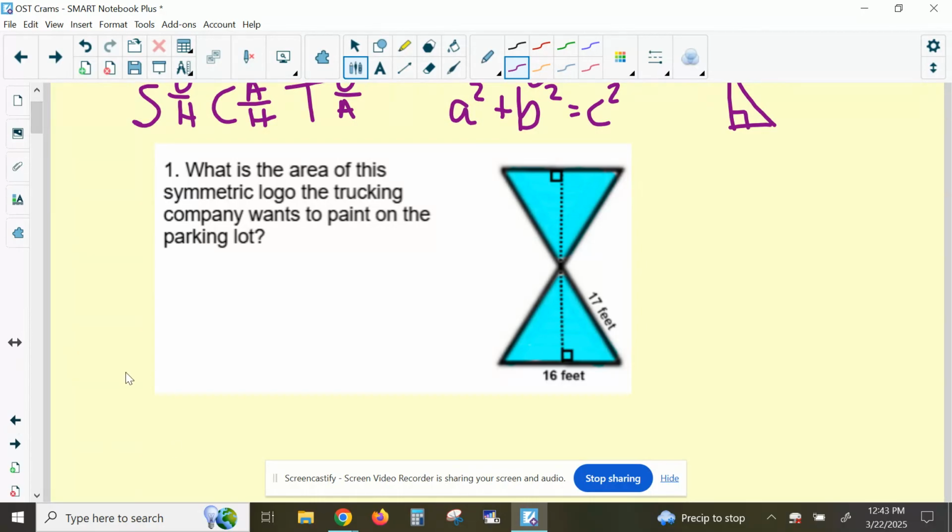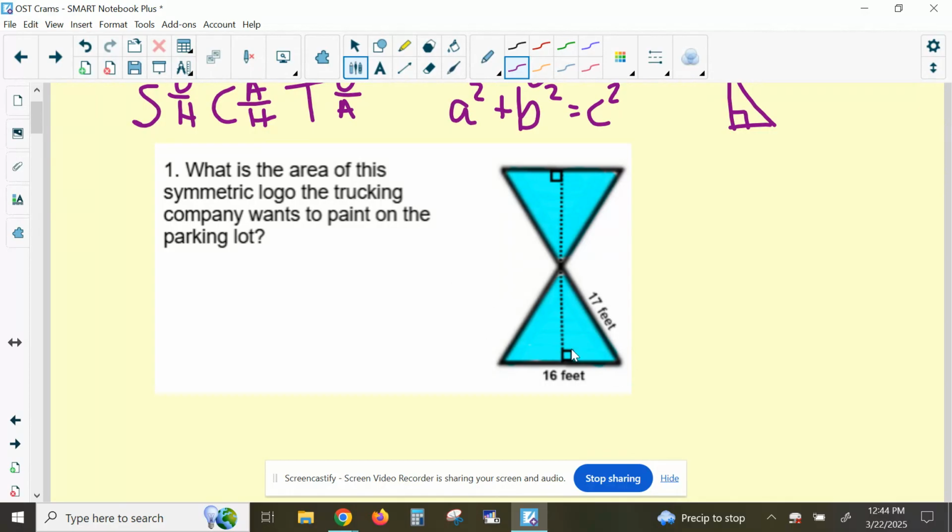Okay, so the first one says, what is the area of this symmetric logo the trucking company wants to paint on the parking lot? Symmetric just means it's like a mirror image of itself. So we can assume this whole bottom part is exactly the same as this whole top part. This right and left are obviously the same as each other. You could probably just guess that by looking at this picture. If you don't have these measures up here, you're going to assume it's going to be the same.